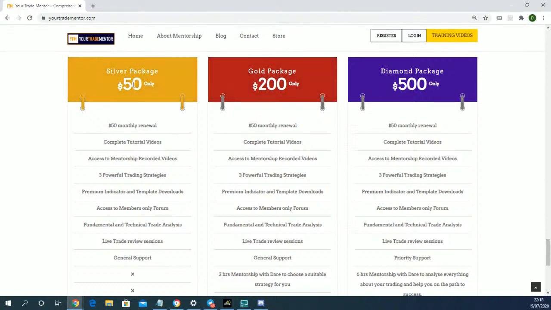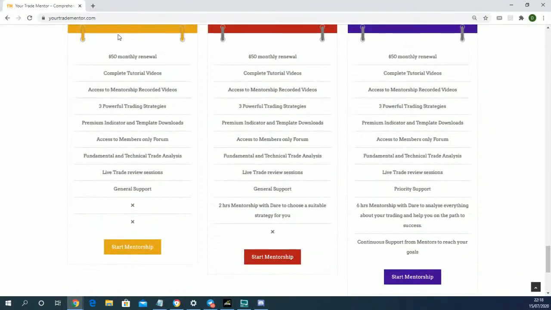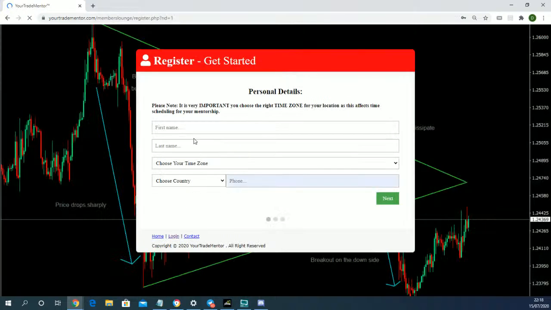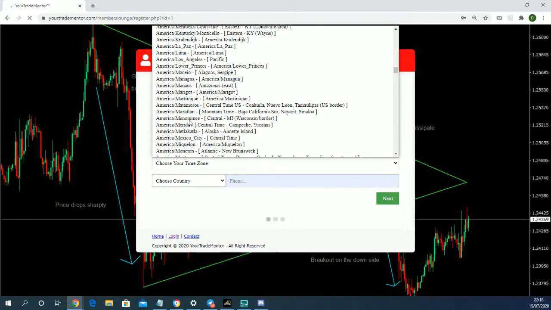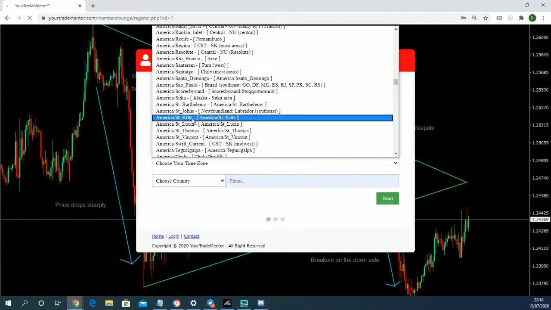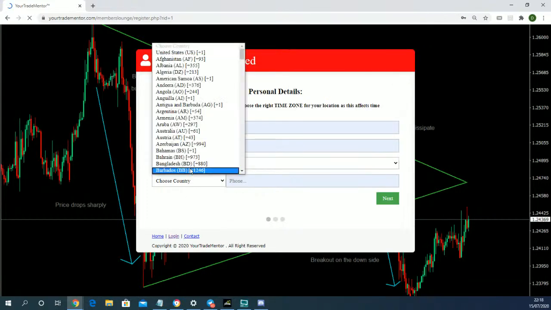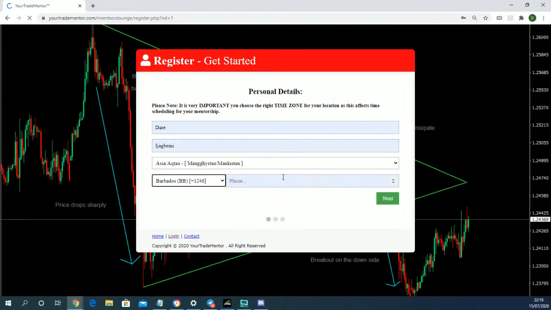But let me show you how to get this one to $10, if you really want it. All you need to do is come to yourtradementor.com, that is the website, and click start mentorship. It should take you to the registration page, which is normal. You register, put your name there, choose your time zone. Make sure you choose the right time zone. If you are in America, Africa or Europe, pick the right time zone, choose your country, and put the right phone number there.